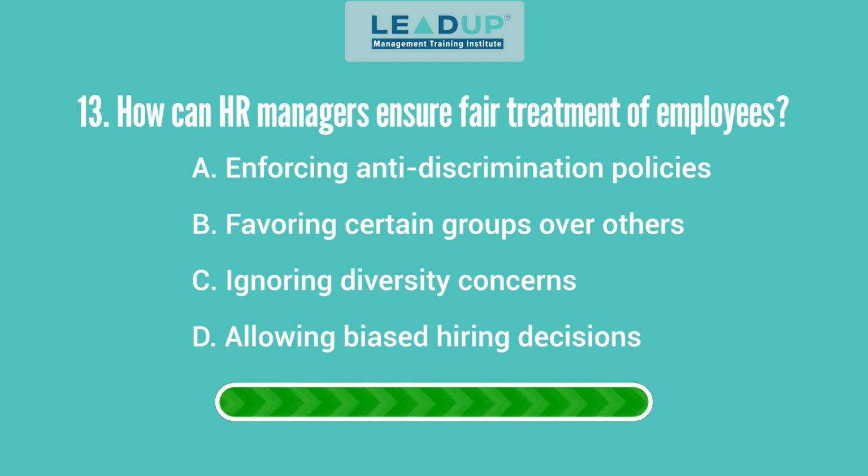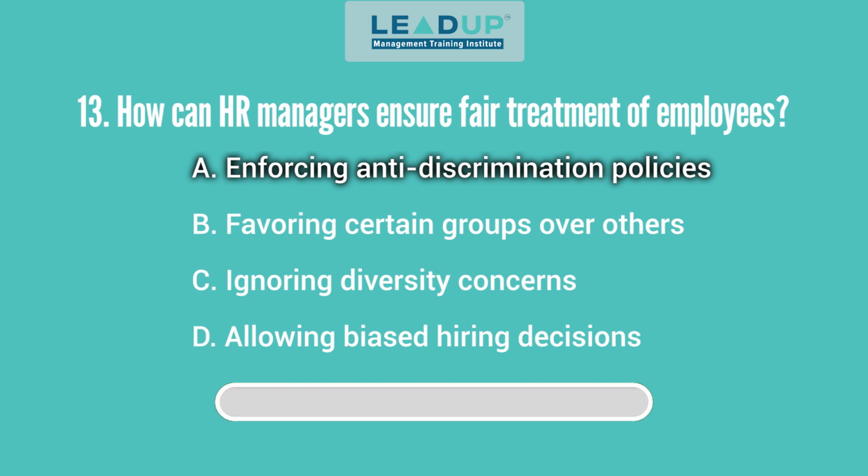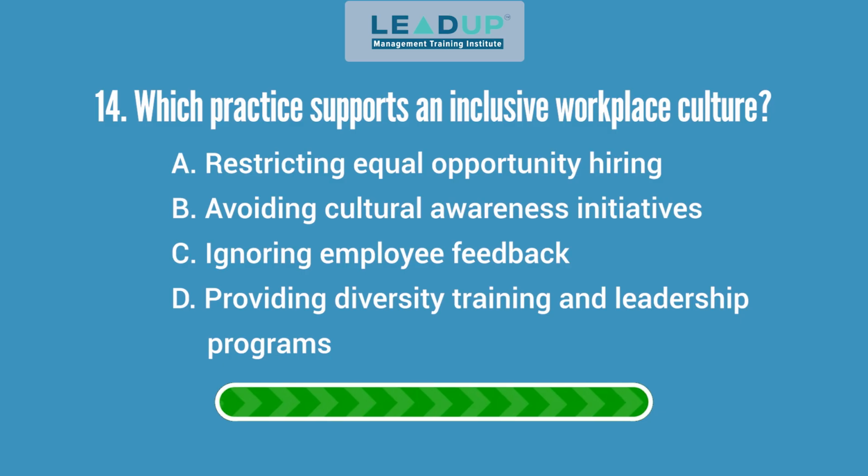Question 13. How can HR managers ensure fair treatment of employees? A. Enforcing anti-discrimination policies. B. Favouring certain groups over others. C. Ignoring diversity concerns. And D. Allowing biased hiring decisions. Answer: enforcing anti-discrimination policies.